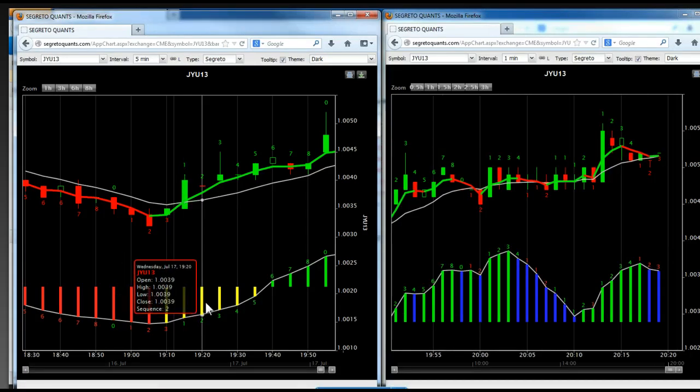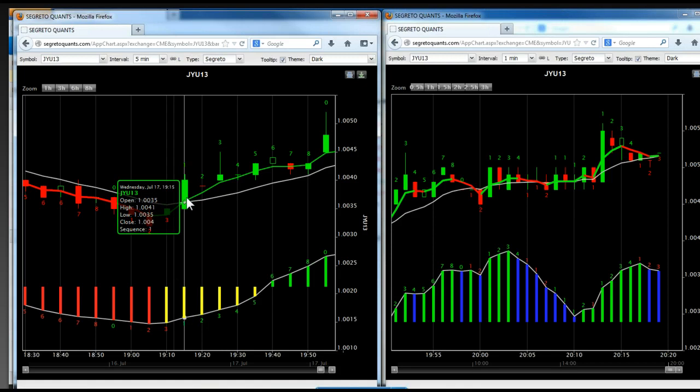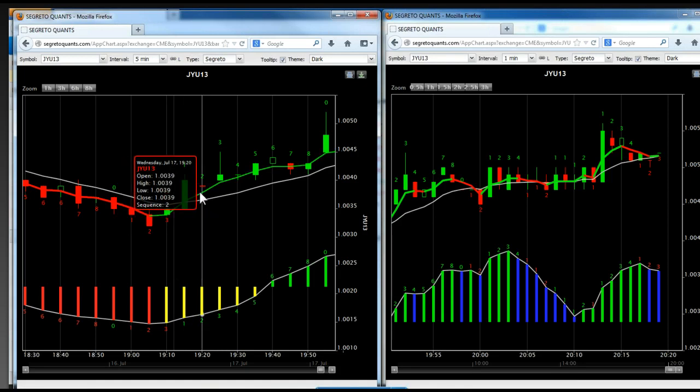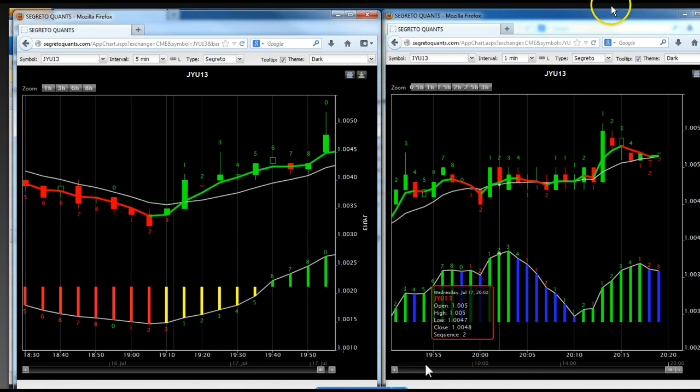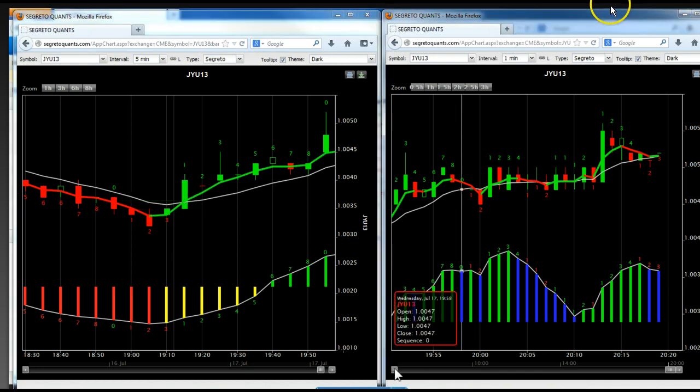I'm looking for yellow oscillators with green numbers. Up above on the candlesticks, I'm looking for the trend lines to be going in the same direction. That's the HMA and the fast moving average. And I'm looking for the color green. On the 1 minute chart, I'll show you what I'm looking for.